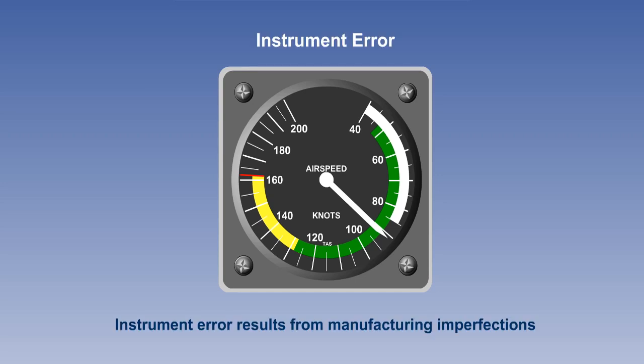Manufacturing imperfections, friction and play in the moving parts of an instrument affect the accuracy of the instrument. Under laboratory conditions, individual instruments can be checked by reference to a datum instrument, and a correction card can be produced for the speed range of the instrument.